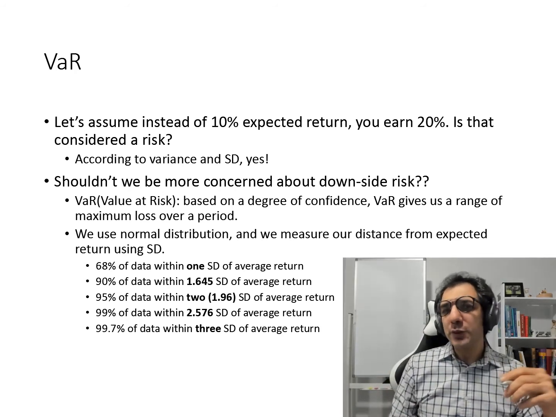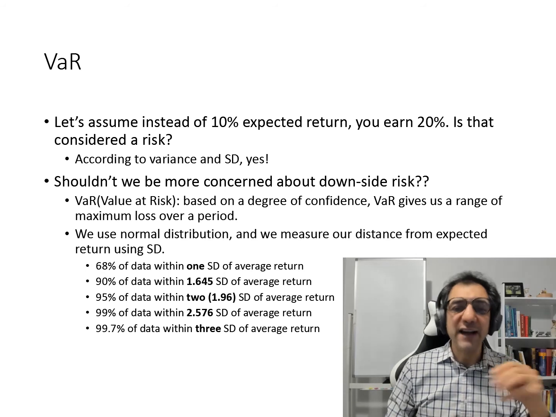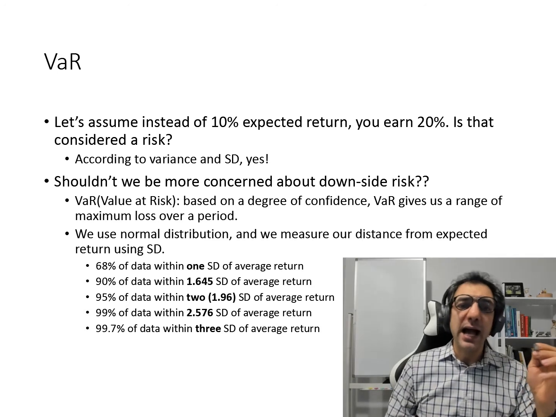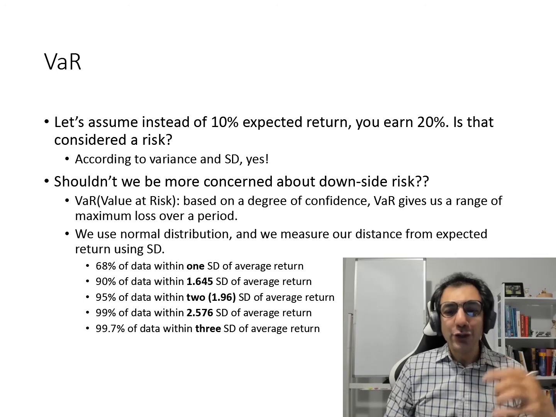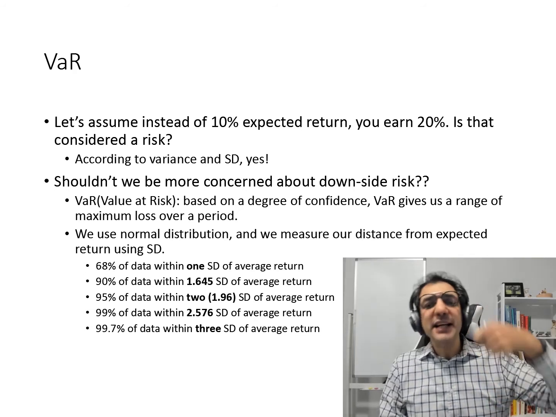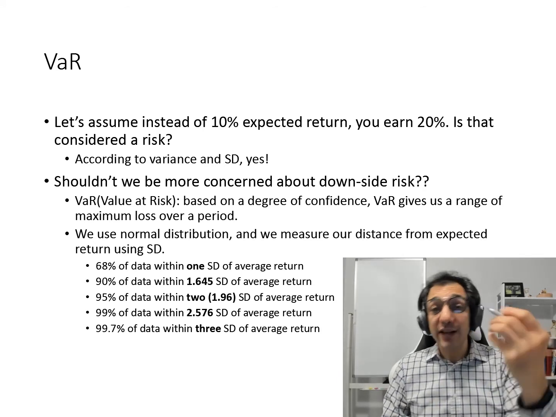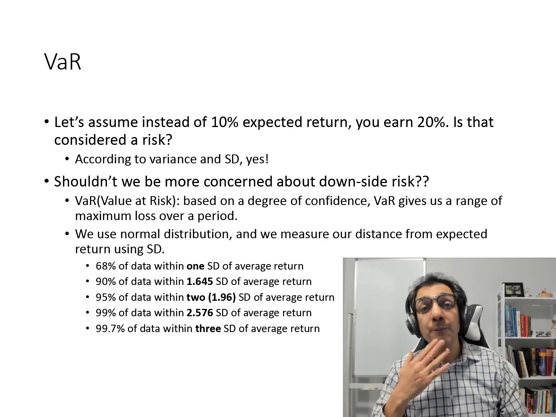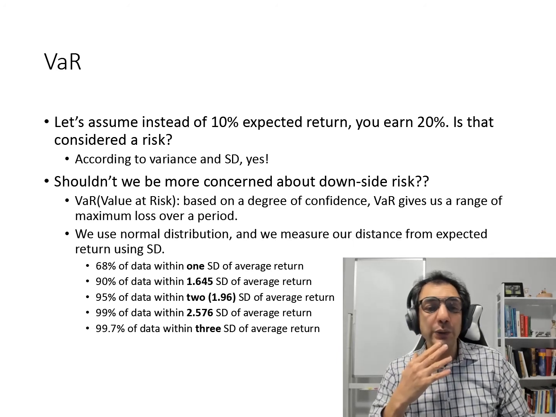So another measurement we can use, which just focuses on the downside risk, is called VAR, or value at risk. It is based on the degree of confidence, and VAR gives us a range of maximum loss over a period. In other words, VAR helps you understand the probability that you will lose more than a specific number, and that's the measurement you are more interested in, because it shows, at a worst case scenario, how much you will lose.